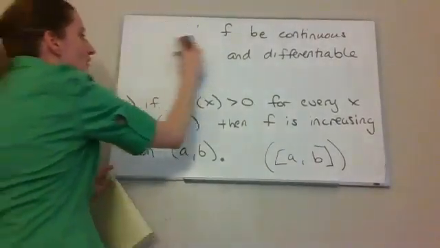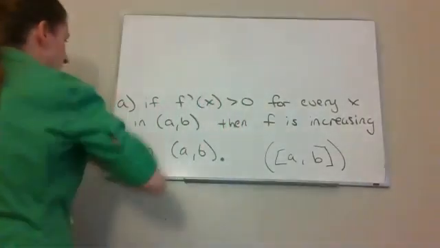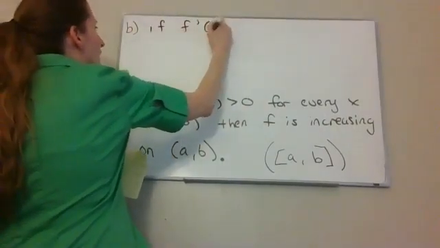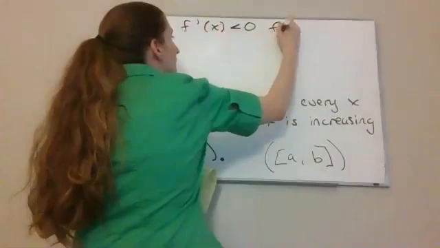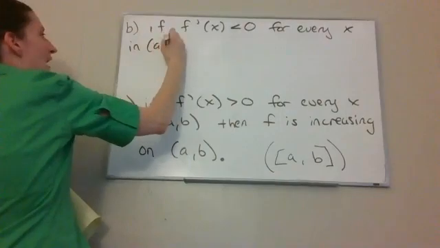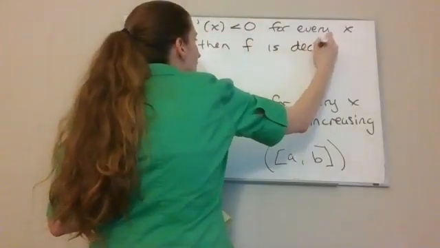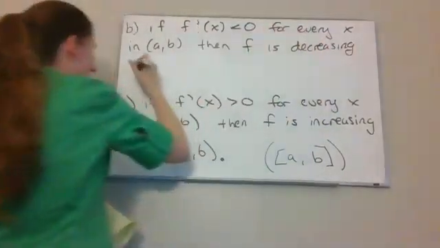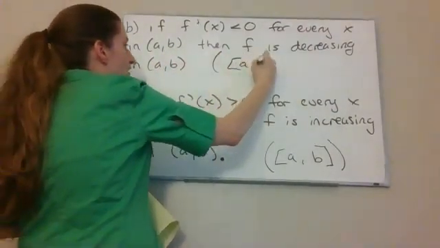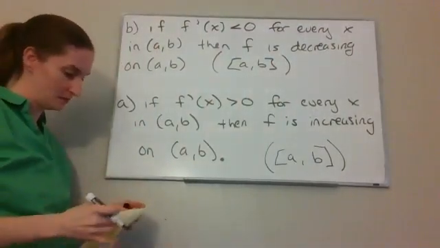That's part of our theorem. If the derivative is positive, we're increasing. Part B, if the derivative is negative for every x in the open interval (a, b), then f is decreasing on (a, b). And again, you might need to use closed brackets depending on your particular homework system.